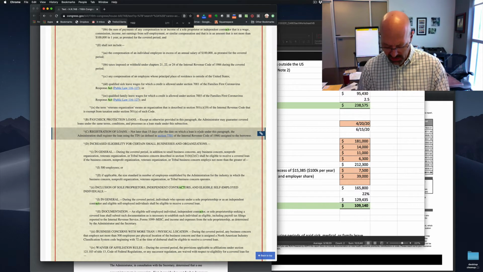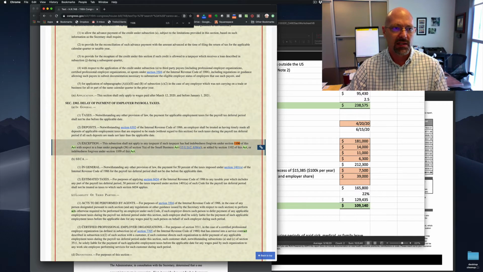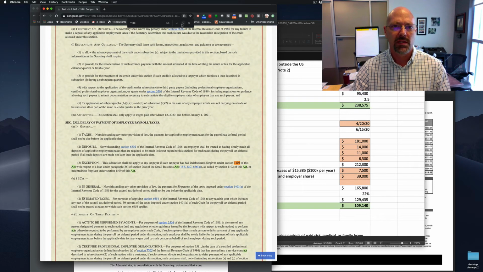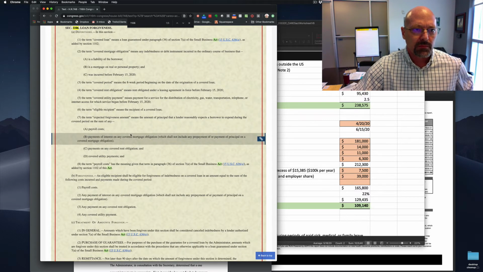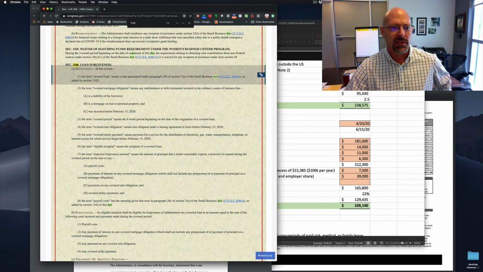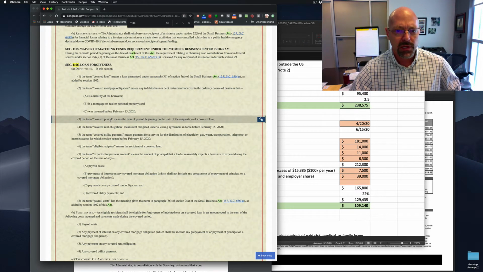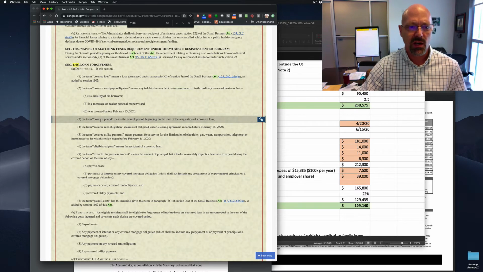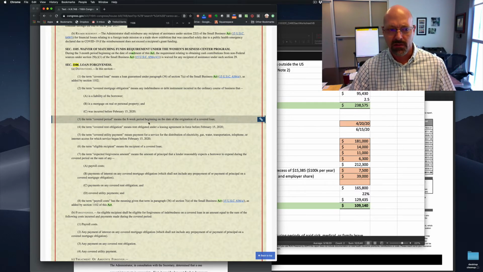Well, if you go to section 1106, this is where we get into loan forgiveness. So definitions for loan forgiveness: covered loan, covered mortgage obligation, covered period. This is the important one. What's the covered period in 1106? It's the 8-week period after you get the loan, right?